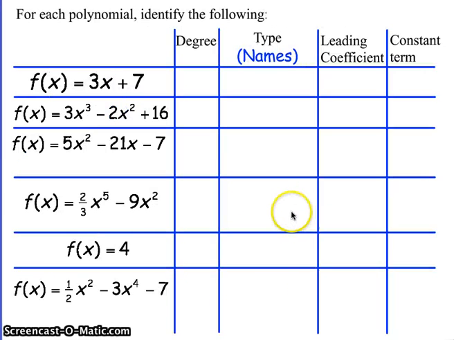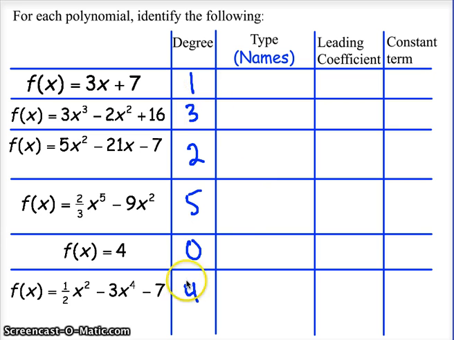Last thing is just being able to identify all those parts. So why don't you go ahead and pause the video now and see if you can fill in the columns. I'll fill in one column at a time and then kind of work our way to the rest. All right, I filled in the degrees for you here. Basically, these degrees will tell us what the names of our polynomials are.